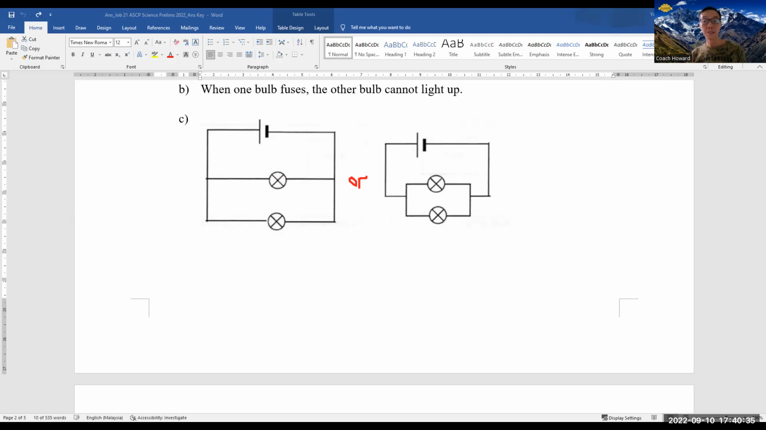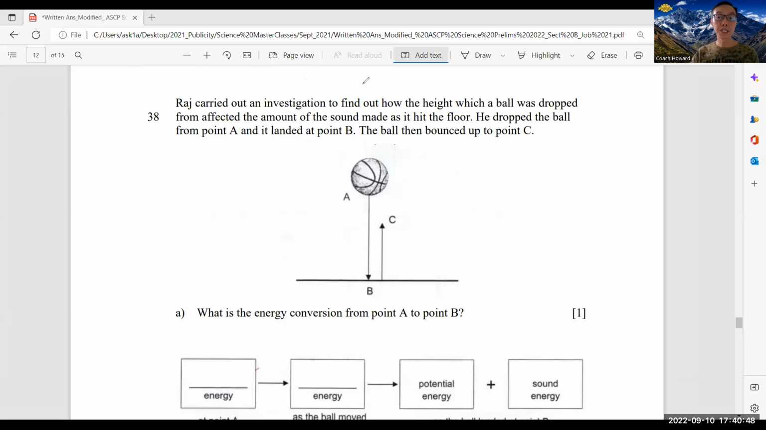Okay, next question is about energy conversion. In this question, they say Raj carried out an investigation to find out how the height from which a ball was dropped affects the amount of sound it made. Again, highlight and annotate this part. So this is an understanding of conversion of gravitational potential energy to sound energy. He dropped the ball from point A and it landed at point B. This is the rebound, and it bounced to point C.